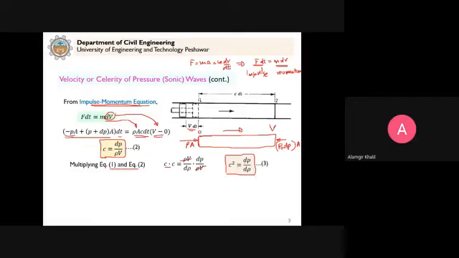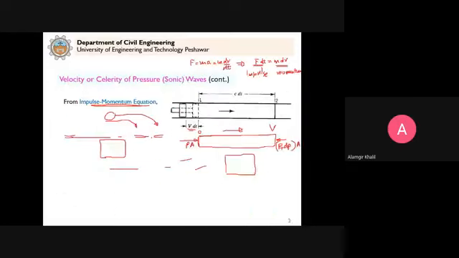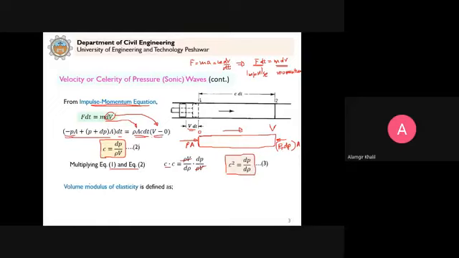Now we consider the fluid to be elastic. As we stated earlier, we are considering an elastic fluid, so we have to bring the elasticity into the analysis. The pipe is rigid. The pipe is not going to change in shape and size, but we only consider the fluid to be elastic. You already studied in fluid mechanics 1 that when we consider the fluid to be elastic, we consider the volume modulus of elasticity.